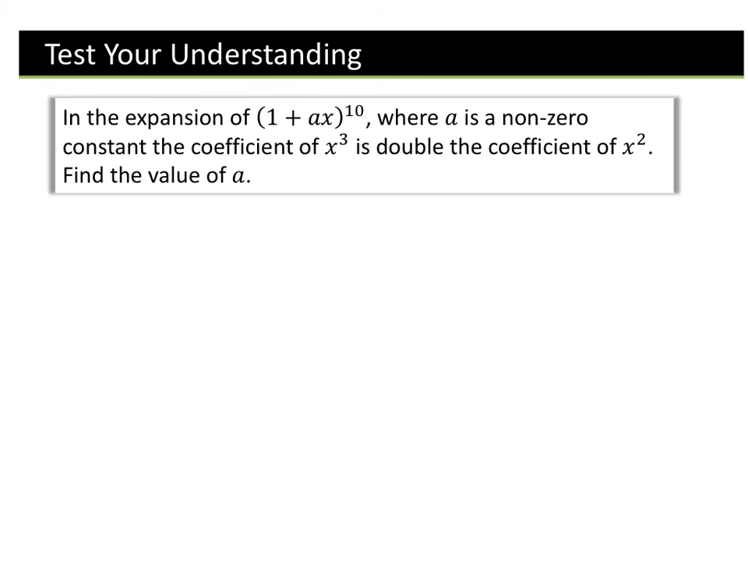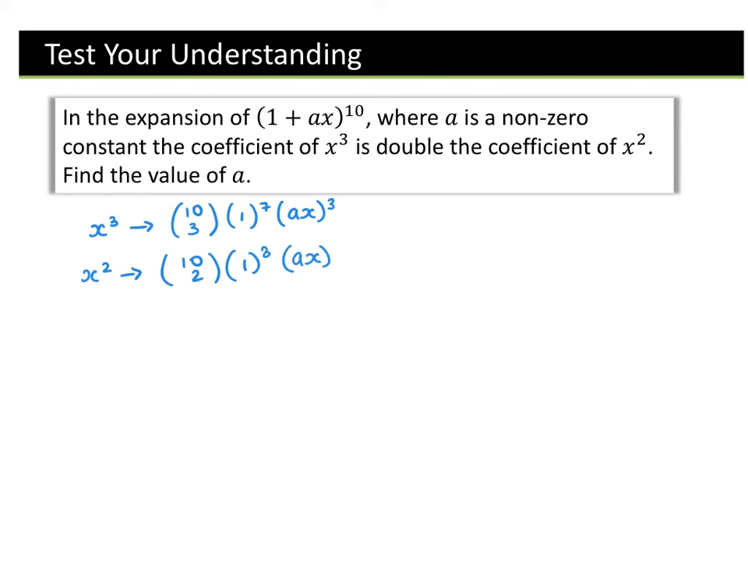In this question, we know the coefficient of x cubed is double the coefficient of x squared. So we need to write our formula for both. To find the coefficient of x cubed, we have 10 choose 3 multiplied by 1 to the power of 7 multiplied by (ax) cubed. And then the coefficient of x squared is 10 choose 2 multiplied by 1 to the power of 8 multiplied by (ax) squared.